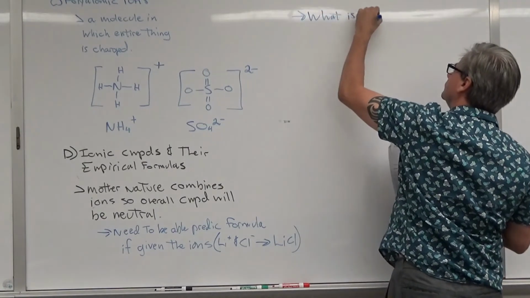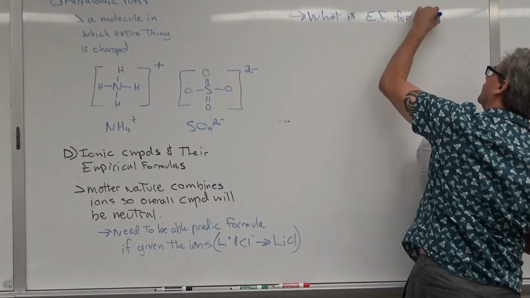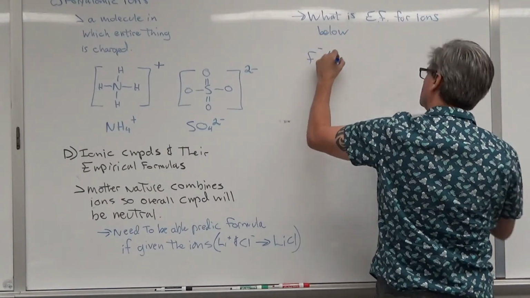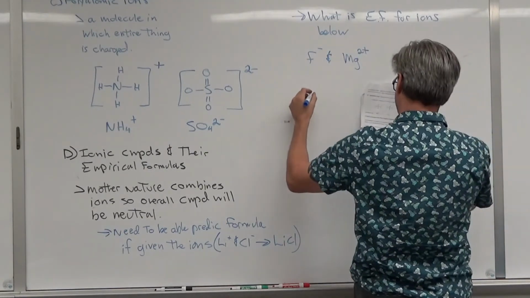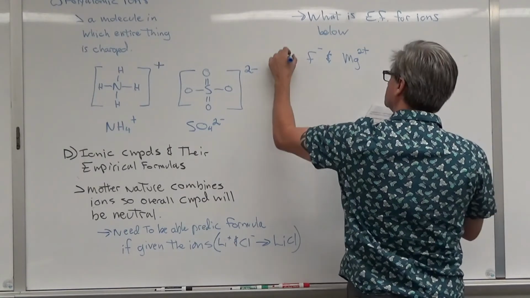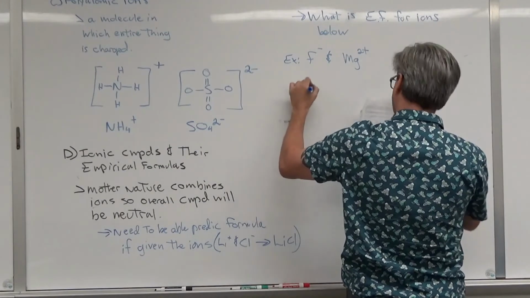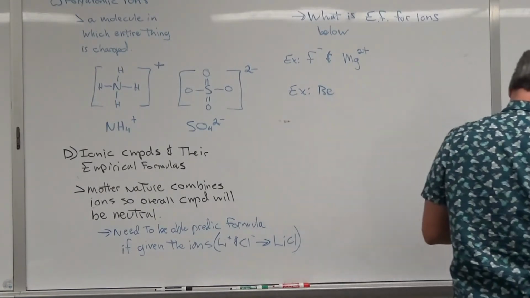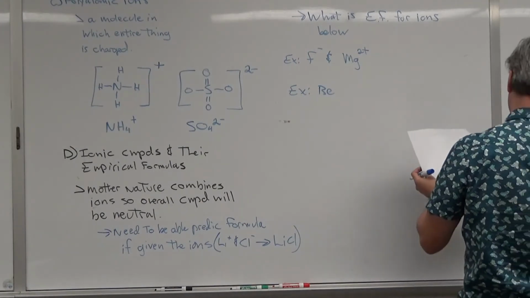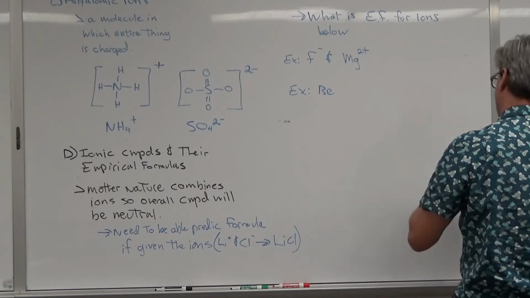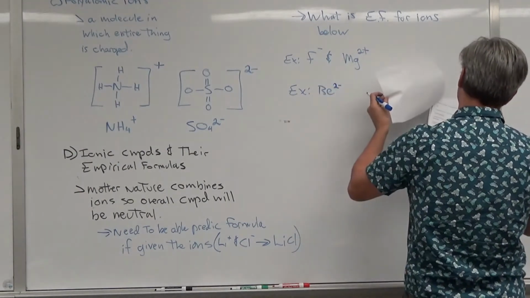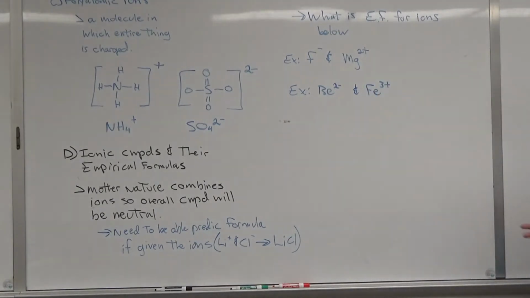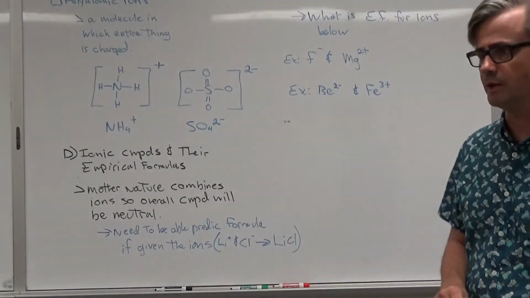What is the empirical formula for the ions below? What if you have F minus and magnesium 2 plus? Fluoride and magnesium. So that's example 1. Another example, how about beryllium 2 minus and iron 3 plus. All right, so this is a good point. I think you know it because I said it earlier, but why don't you pause the video and do that.